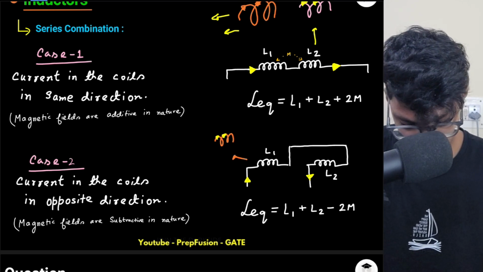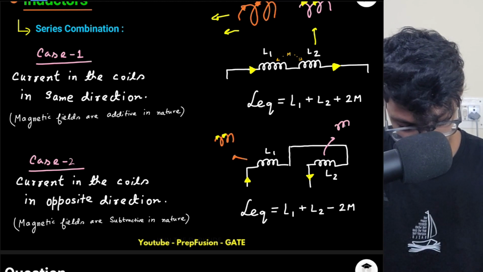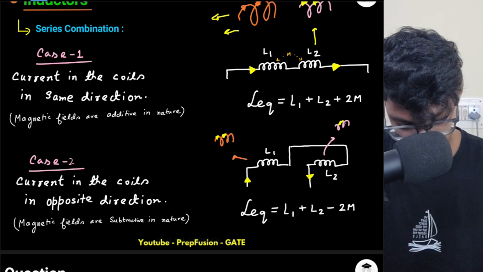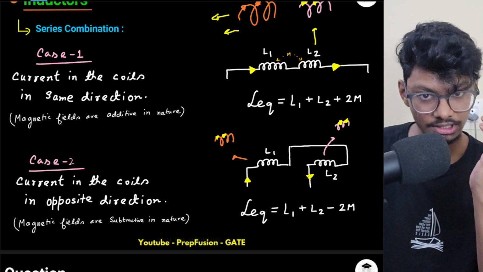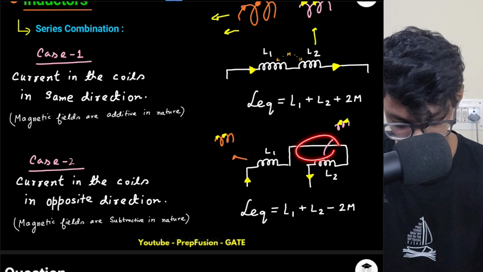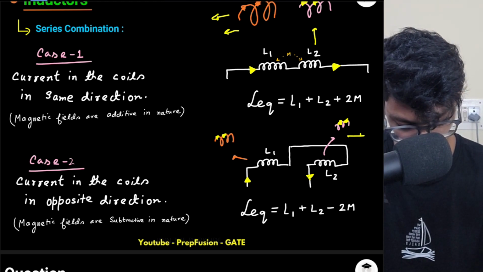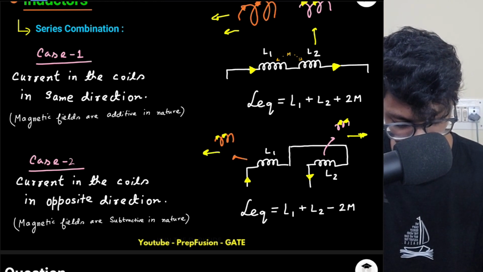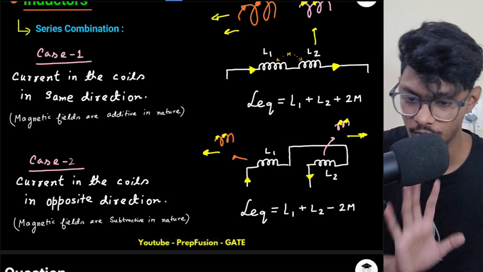But here the current actually is in the opposite fashion. So this is telling me, if I just curl my fingers, the magnetic field generated by this is on the right hand side, and the magnetic field generated by this is on the left hand side. So both are actually opposing each other. That's why there is a minus sign. That's it. Both are opposing.